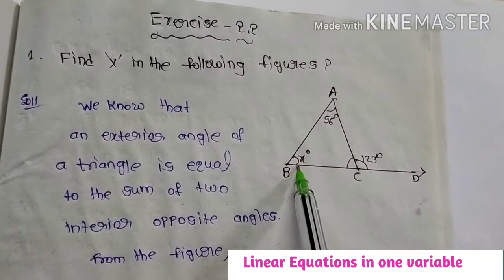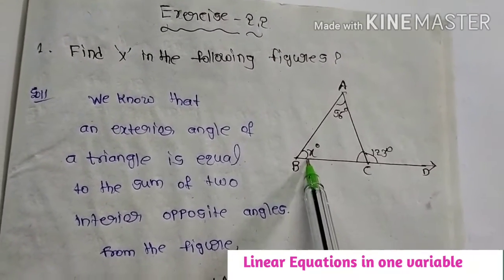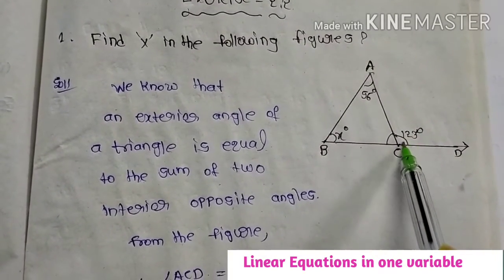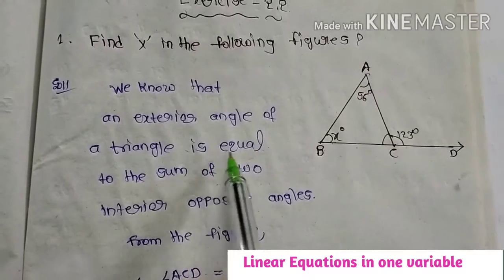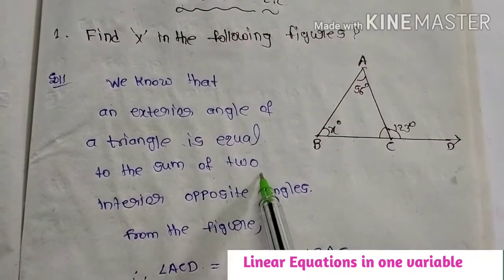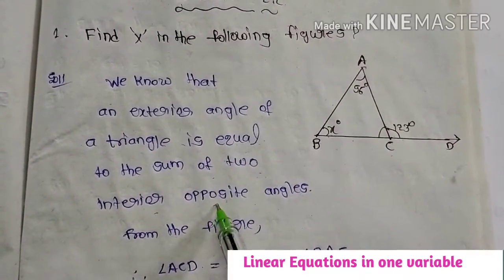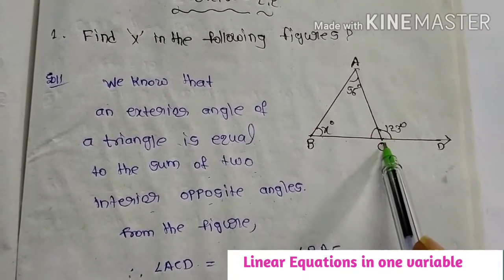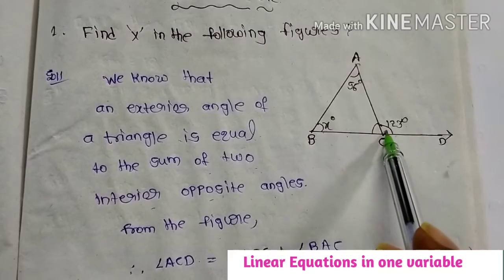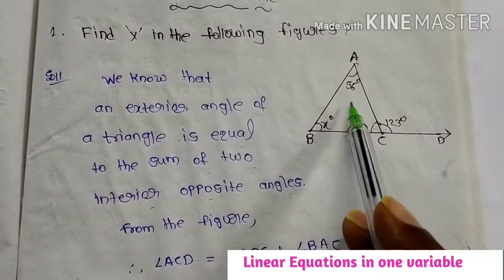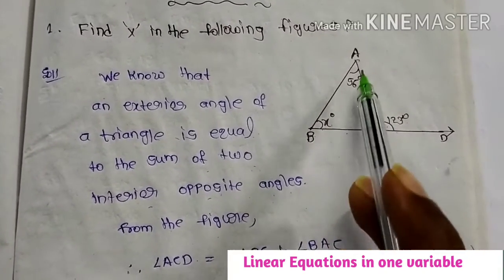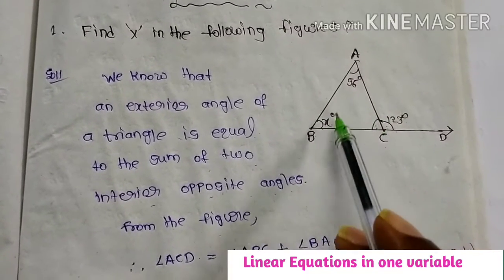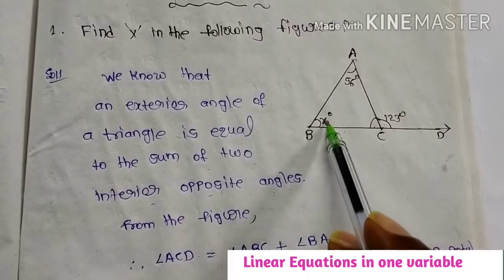Just you can observe here. Already in the previous classes you have learned exterior angle. Exterior angle of a triangle is equal to the sum of the two interior opposite angles. Now you can see here 123 degrees. This is an exterior angle. What are the two interior opposite angles? One is angle ABC, one is angle BAC. Yes or no? We need to find the sum of these two.